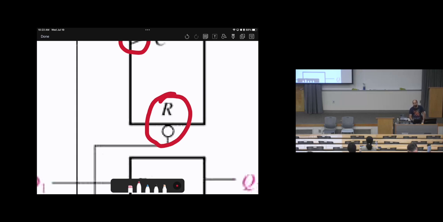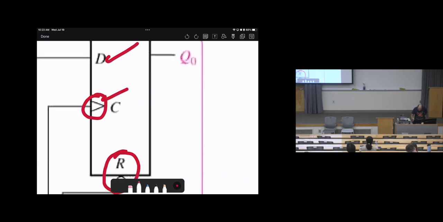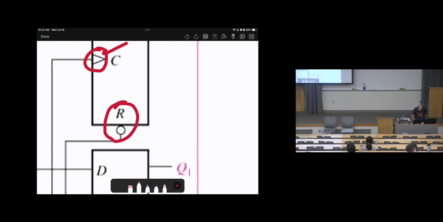But there is a bubble here, and that bubble means it's active low clear. What does this mean? If clear is 0, it will work. It will make everything 0. If clear is 1, it will not work. So the bubble means active low. So when clear is 1, nothing happens. When clear is 0, the event occurs. What's the event? Make everything 0.